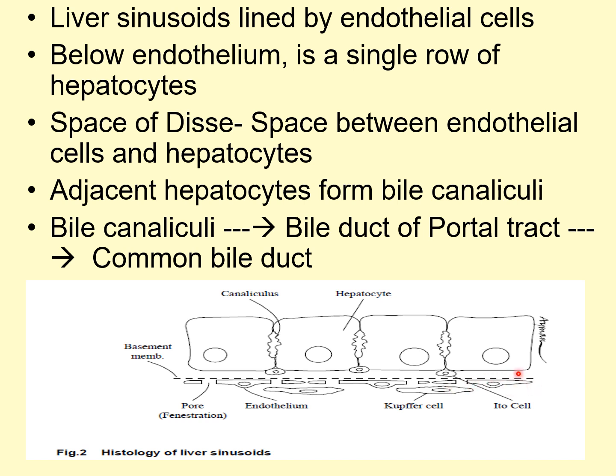ठीक है, ये जो बीच में स्पेस है, this is the space of Disse. और यहाँ पर जो Ito cells हैं, ये regenerating cells होती हैं, fibroblast type की. That importance of this we will discuss later on, in cirrhosis it will be very helpful. ठीक है, so sinusoids are lined by the endothelial cells.